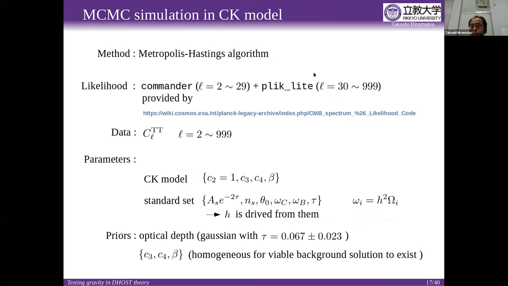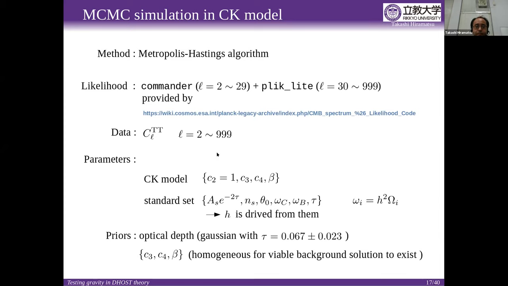So using my code, recently I started to try to put constraints on the Crisostomi and Koyama model parameters using Markov-Chain Monte Carlo simulations. I use the likelihood calculator provided by the Planck site, which is available at this URL. And we focus only on the temperature angular power spectrum with errors from 2 to 1000.